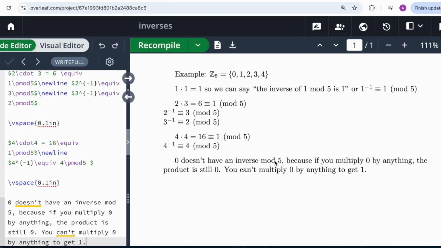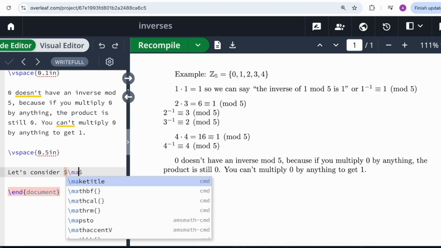So if we're working with Z7, Z11, or the integers mod any prime number, we can find an inverse for absolutely everything in the set other than 0. If we're working without a prime number, we have to be a little more careful.